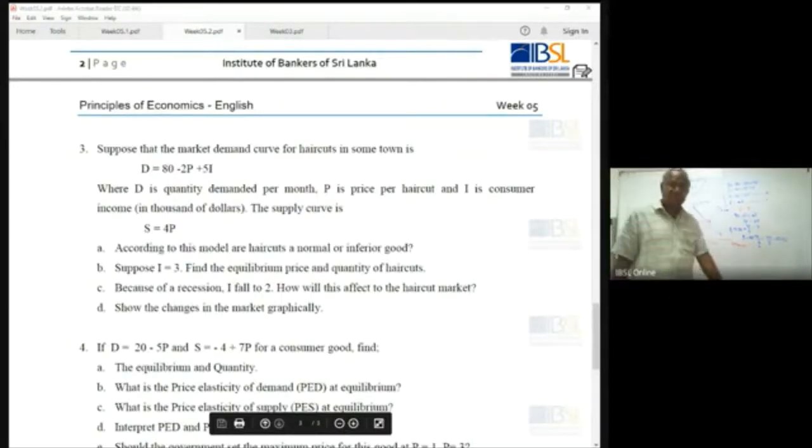Now, the next question is very interesting. Remember, in my case, these days I don't get a haircut. I don't go to the salon, especially because of COVID. I cut my hair myself with the help of my wife. Okay, right? Then the next question. What is the next question?